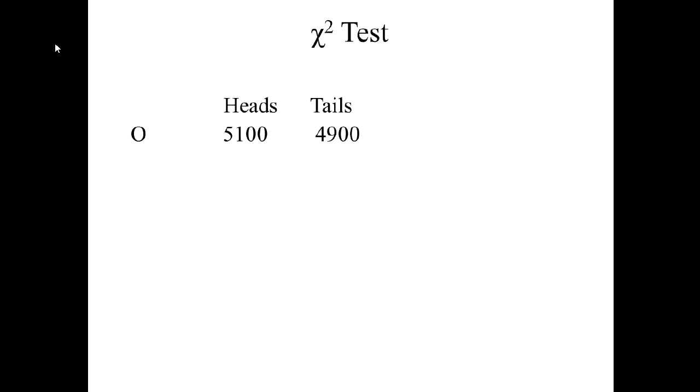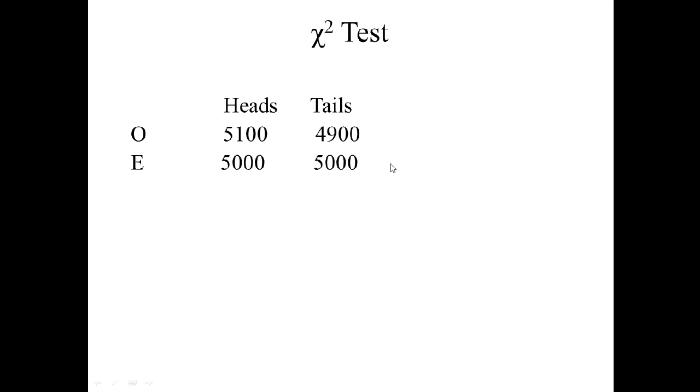So let's suppose we get the same experimental result, 5,100 heads. Since we flipped the coin 10,000 times, that means we must have 4,900 tails. So in our O row, O for observed, heads is going to be 5,100 and 4,900 for tails. Again, we're going to use the same null hypothesis, namely that the proportion of heads is 50% and the proportion of tails is 50%. So since we flipped the coin 10,000 times, we expect 5,000 heads and 5,000 tails.